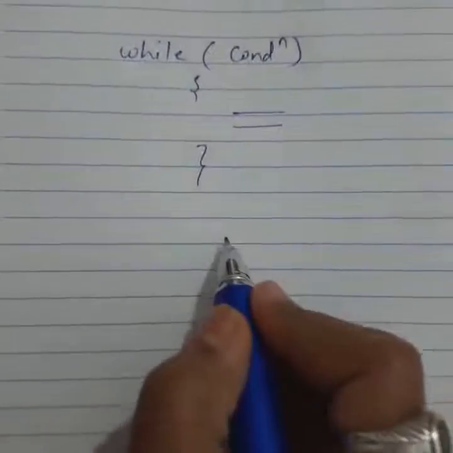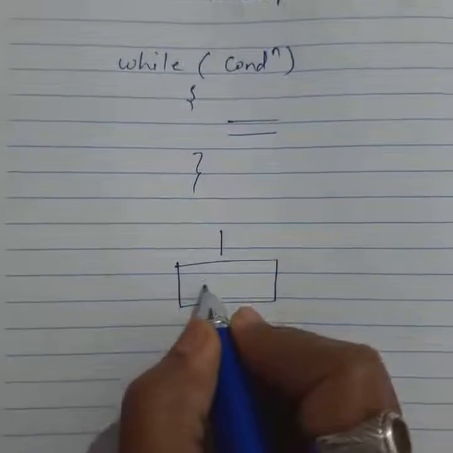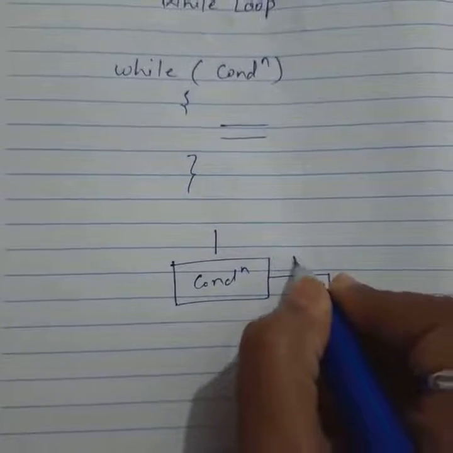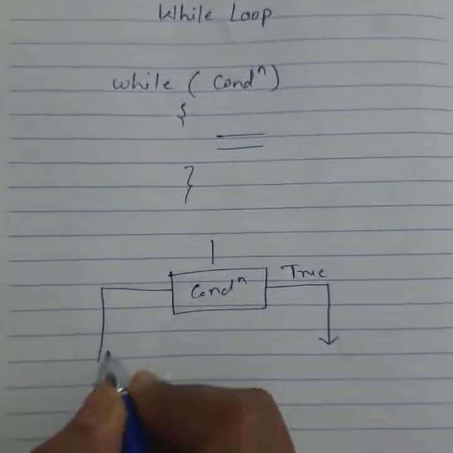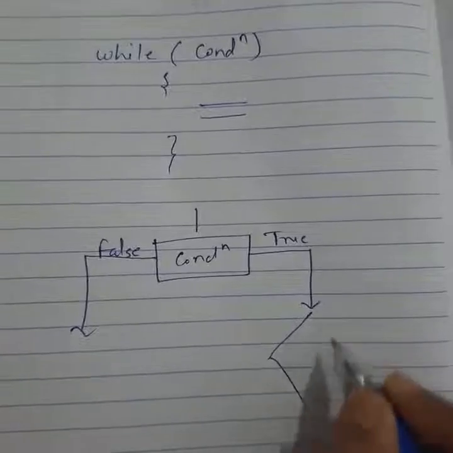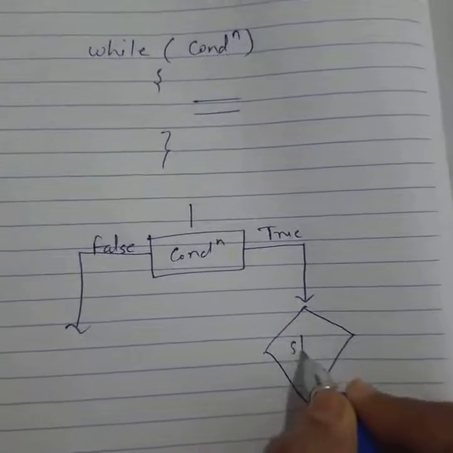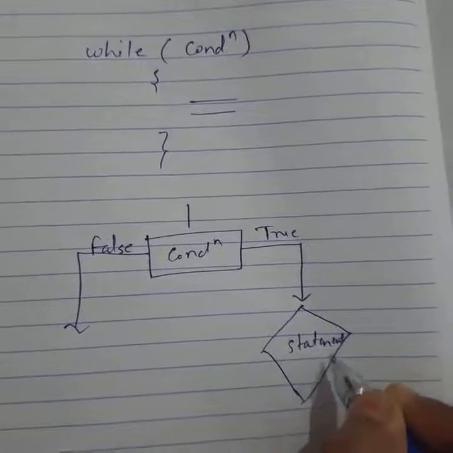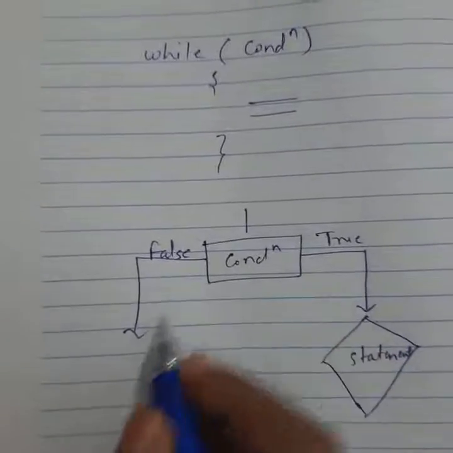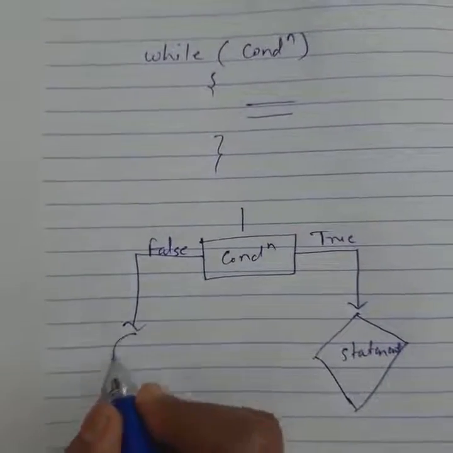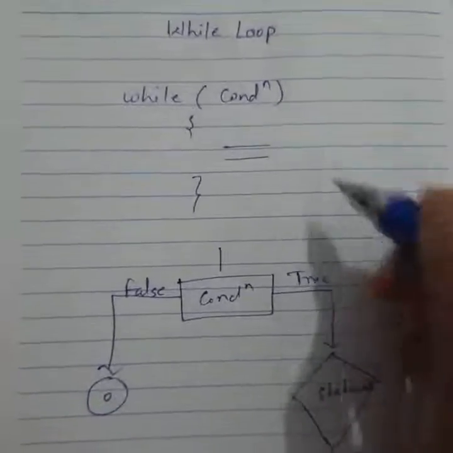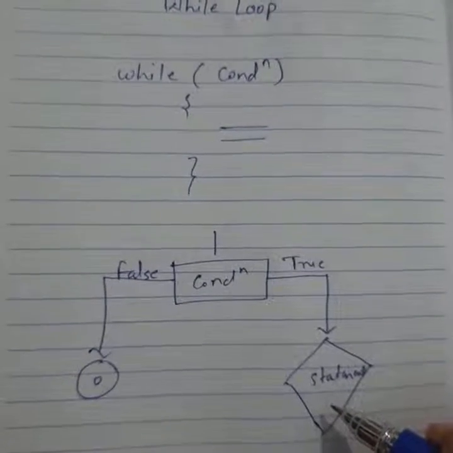And the flowchart: suppose here we give a condition, and there are two arrows, one for the true condition and one for the false condition. If this condition is true, the controller will go to the next statement, whatever we give there, such as an even number, odd number, 1 to 10 natural numbers, or another program. If the condition is false, the compiler goes to the next statement or stops the program. This is the syntax and flowchart of the while loop.